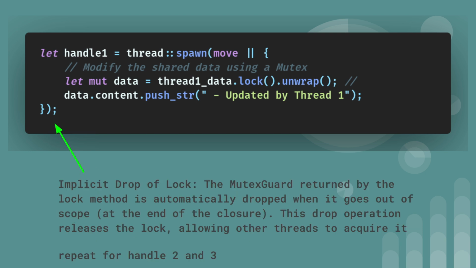At the end of this, so let handle one equal thread spawn, etc., the implicit drop of the lock happens. The mutex guard returned by the lock method is automatically dropped when it goes out of scope at the end of the closure. This drop operation releases the lock, allowing the other threads to acquire it, and we're going to create thread handle 2 and handle 3, which will create their own threads.